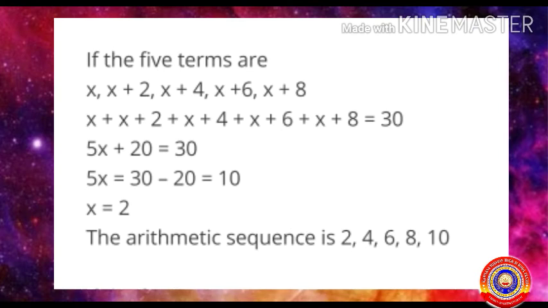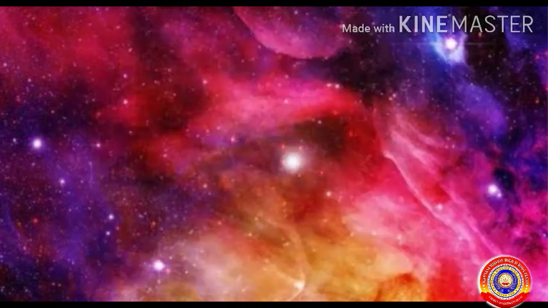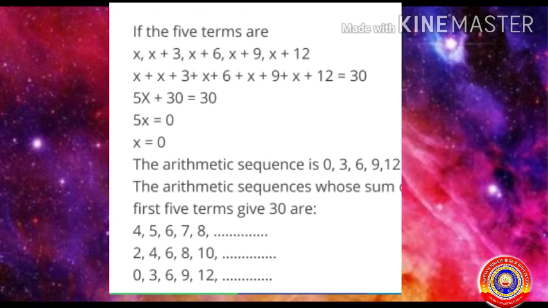In the second way, we can choose the terms as x, x plus 2, x plus 4, x plus 6, x plus 8. Adding all these terms, we get 30. 5x plus 20 equal to 30, 5x equal to 10, x equal to 2. So we can write the sequence as 2, 4, 6, 8, 10. Is it clear for you? Next we have to consider the 5 terms x, x plus 3, x plus 6, x plus 9, x plus 12. Doing all the operations, we get the arithmetic sequence as 0, 3, 6, 9, 12.